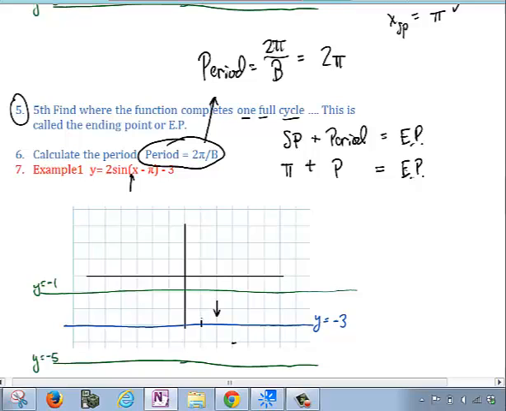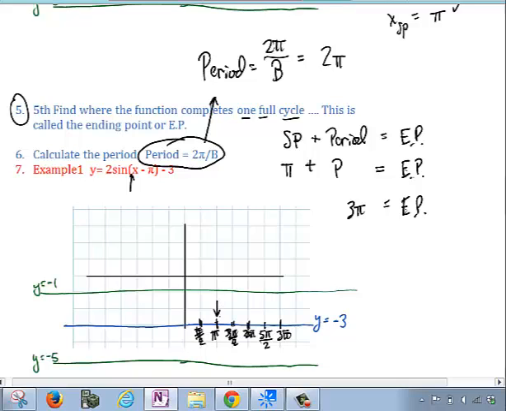So on the last problem, I had the starting point was at pi. Remember, we had pi over 2. This was 3 pi over 2, and this was 2 pi. But my ending point is going to be at 3 pi. So one full cycle will happen from pi. This is 3 pi over 2. This is 5 pi over 2. This is 3 pi.